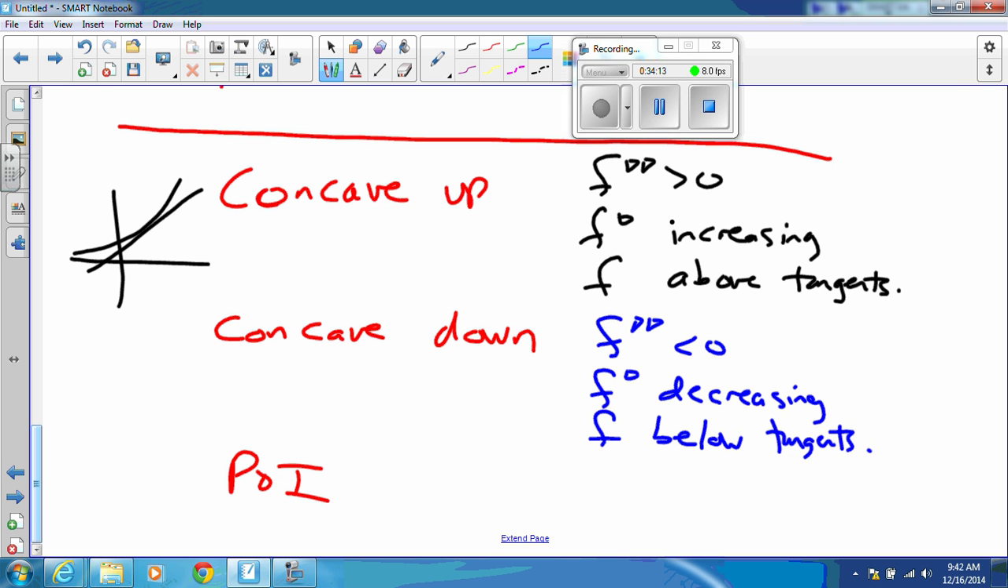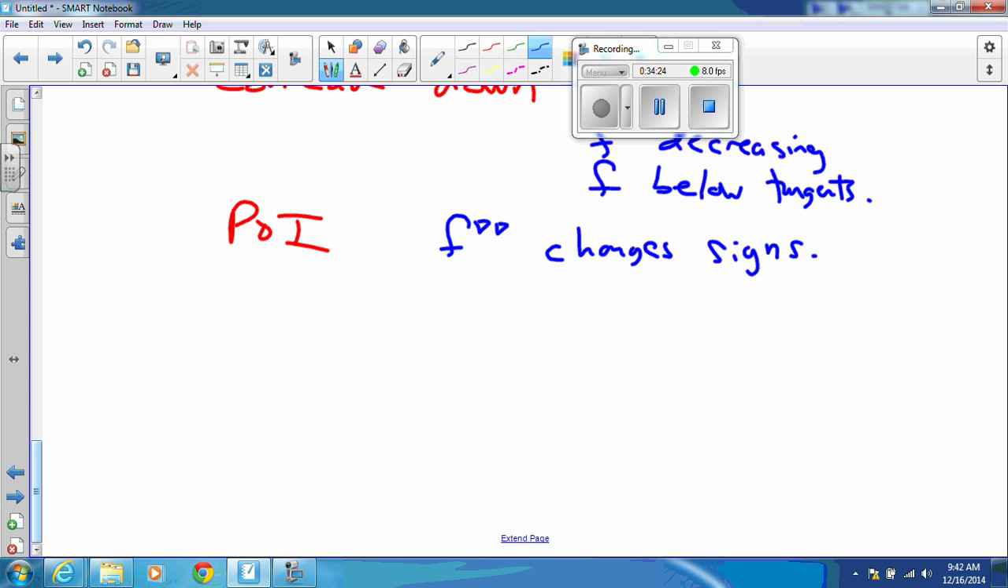No, no, no, no. Never f double prime equals 0. What is it? Changes signs. Oh my gosh. This one is James. I have the one. But they just ruined it, so I'm just not.